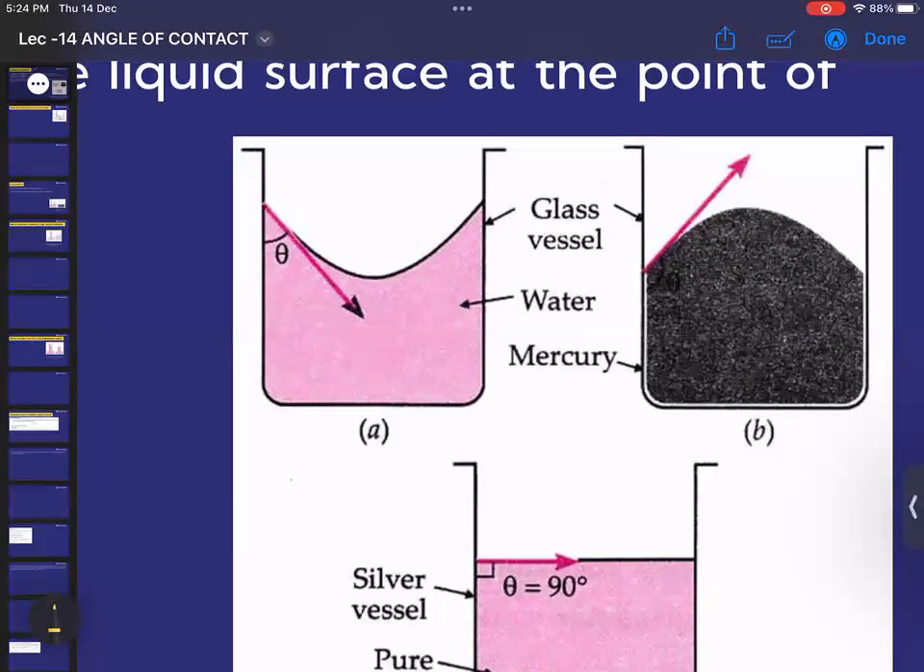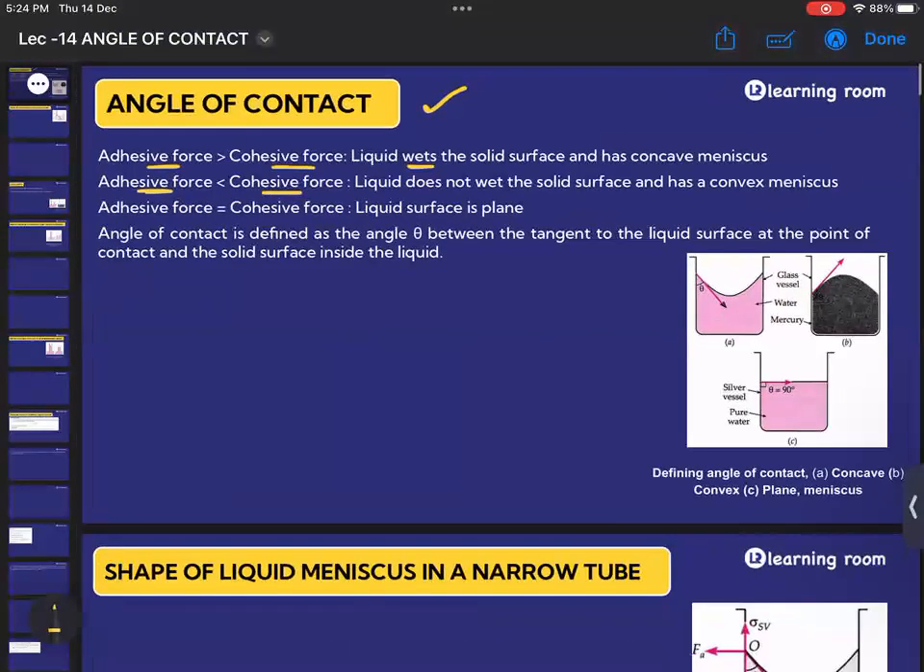So what is the third possibility? The first was greater, the third one is equal to. If adhesive force is equal to cohesive force, then the liquid surface will be plane. That generally happens when you take pure water, that is distilled water, in a silver vessel. Am I clear with that? No impurities in it. Right?